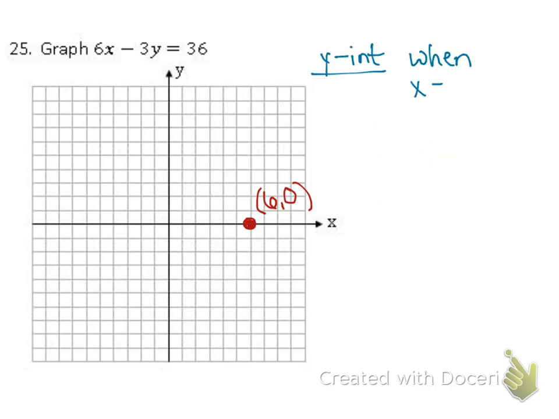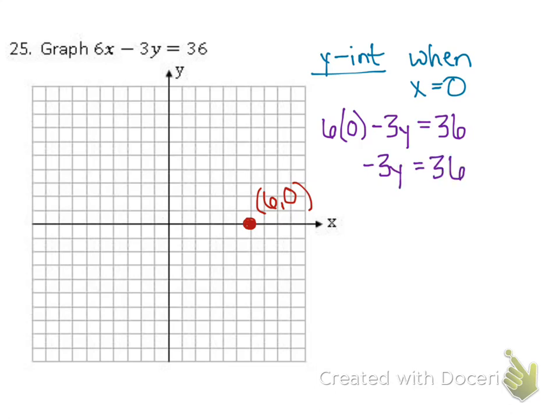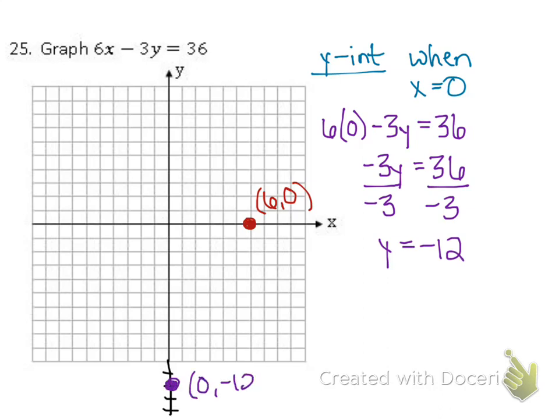Now we'll find the y-intercept when x is equal to 0. So again, we'll rewrite the rule, but this time we'll plug in 0 for x. 6 times 0 is 0, and so that gets rid of that part of the rule and leaves us with negative 3y is equal to 36. Divide both sides by negative 3, and that gives us y equals negative 12.